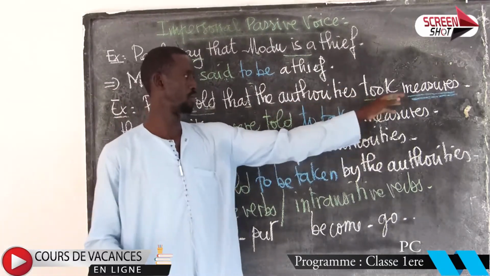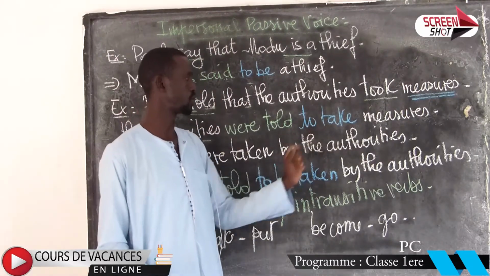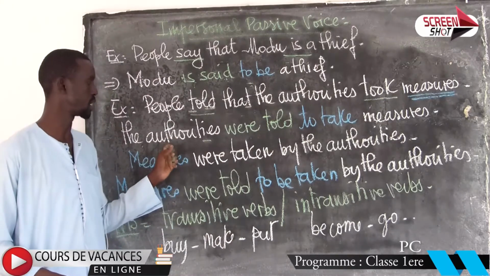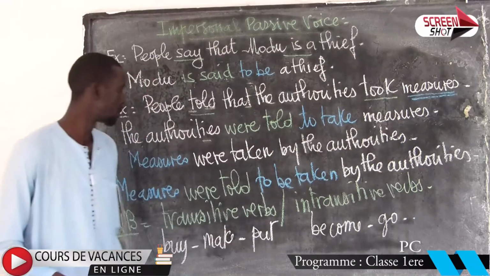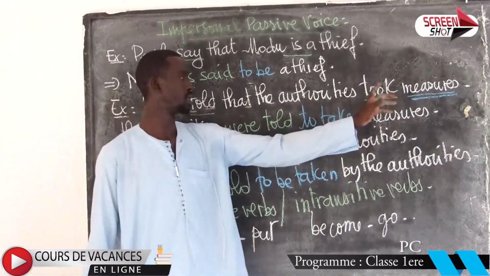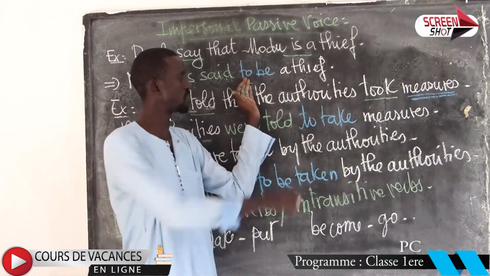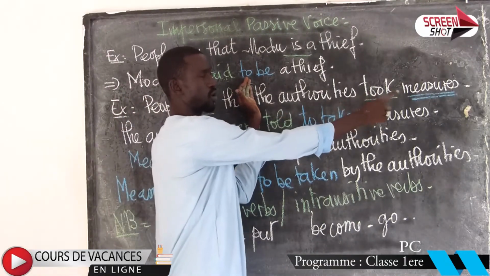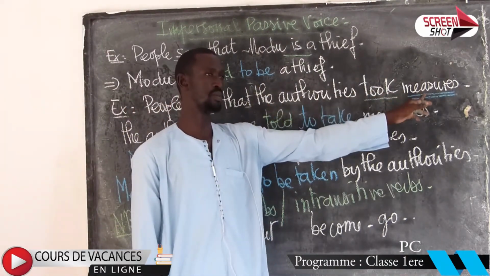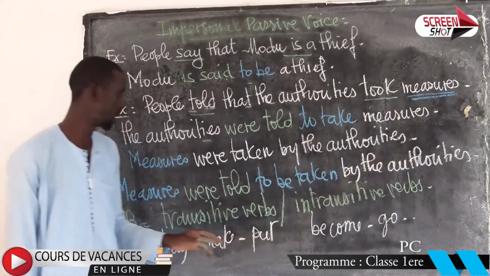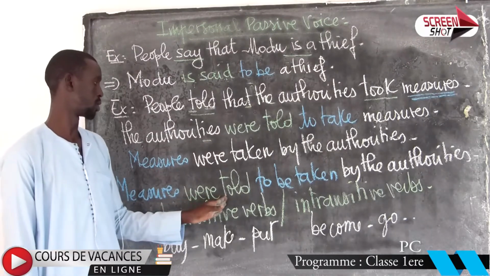But now we have took missionaries. We have to give the infinitive of this verb: to take missionaries. Our sentence is: the authorities were told to take missionaries. But then, missionaries here in this sentence. We have a sentence, the authorities took missionaries. That's a sentence because we have subject, verb, and also object. Missionaries can be the subject in the impersonal passive voice. So here it is: missionaries were told.